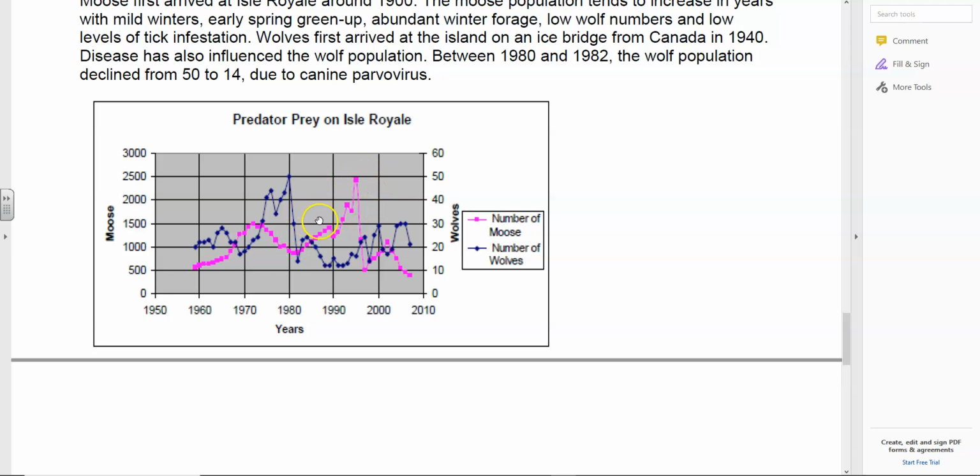Okay, so there's a connection, right? As there's more moose, there's more wolves because there's more food for them to eat. As there's less wolves, there's less hunting, and so it leads to more moose. Okay, and so it's kind of a gentle connection. And as you can see here, the lines start getting closer and closer because they're reaching an equilibrium here.